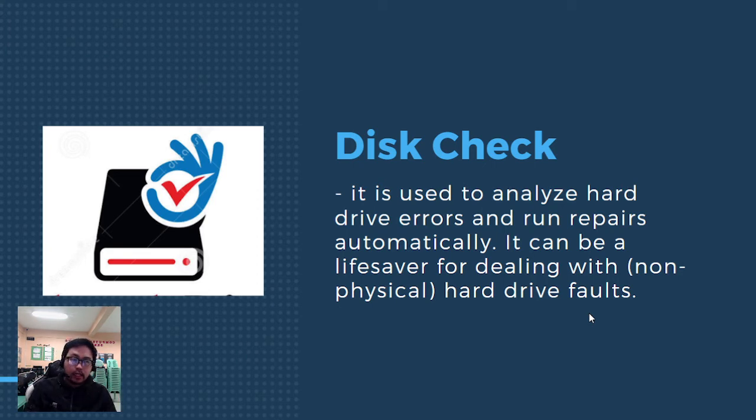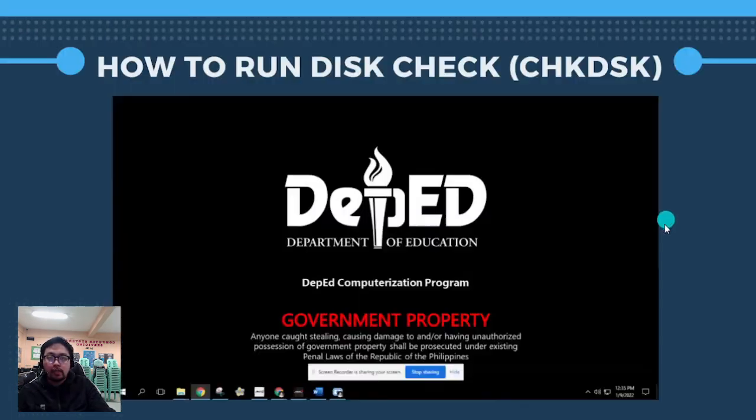Kasi pag physical na talaga, when we say physical, yung hardware na mismo, nagka-dents na or nabasag yung pinaka-hard drive, so hindi na mare-repair syempre ng disk check. So, ang kaya lang ni disk check is yung non-tangible or yung software na may mga errors. Okay? So, paano naman mag-perform ng disk check dito sa computer natin?